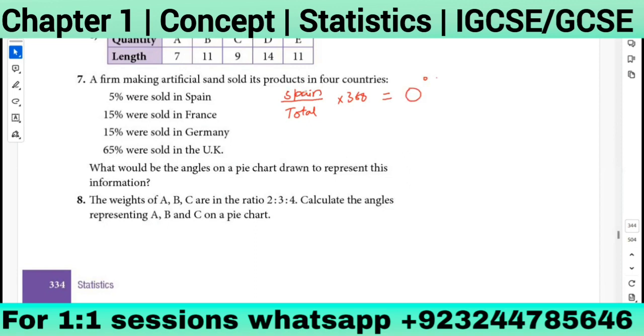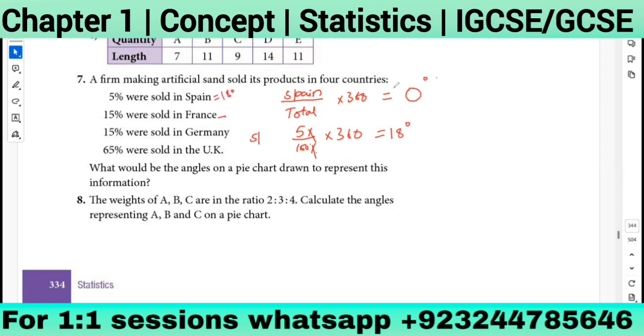Spain is 5%, and the total is 100%. So it would be 5 by 100. It's basically 5%, and the total is 100%, so percent and percentage cancel. So 5 over 100 multiplied by 360. What do you get? 18 degrees. So this is the right answer for Spain. I can write over here 18 degrees.